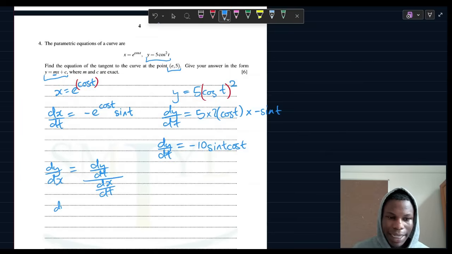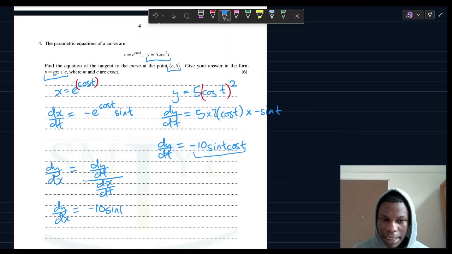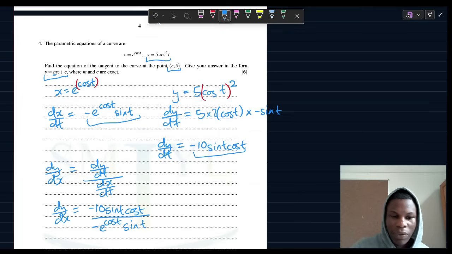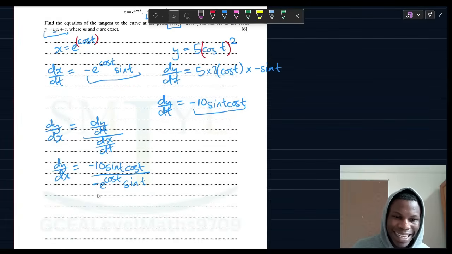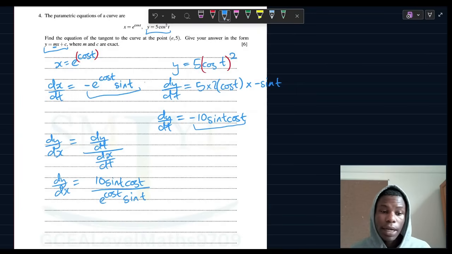So that means dy/dx therefore has to be dy/dt, which is that negative 10 sine t cos t, and then your dx/dt has to be, or rather we evaluated it to be, that negative e to the cosine of t times sine t. And here the negative signs just cancel out. And so now what we have is dy/dx, but note that your dy/dx is in terms of t.